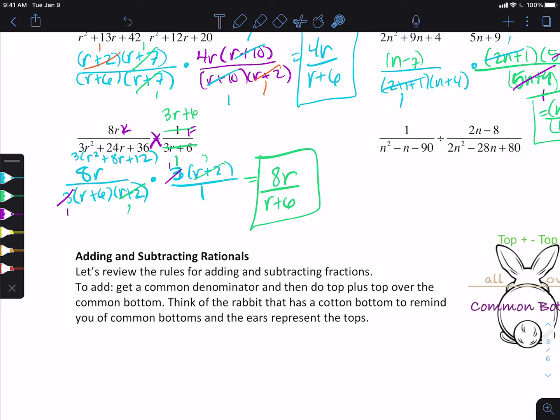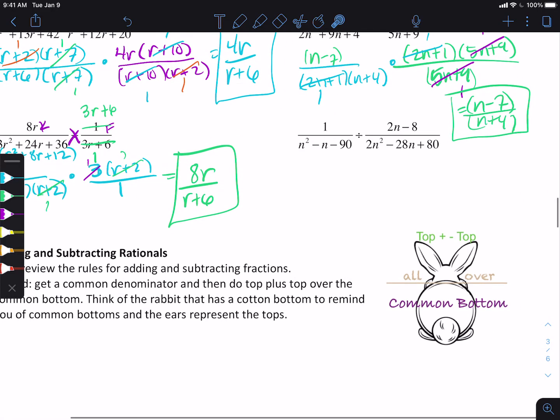Okay. Again, I cannot cancel the 8 and the 6 because the 6 is being added. The 8 is being multiplied, so if this were 6r on the bottom, then I could cancel them. But since it's being added, I cannot cancel them.